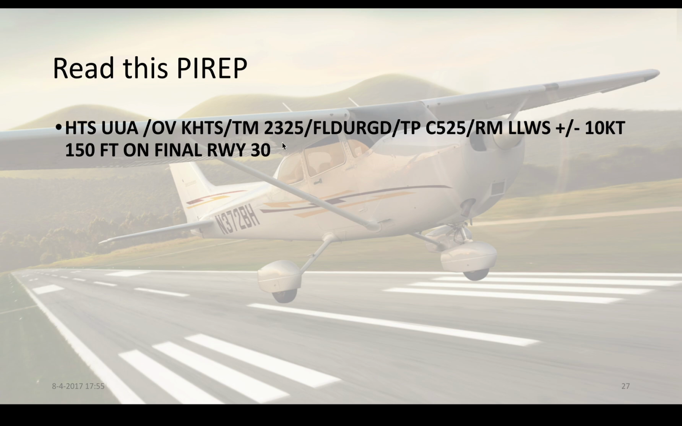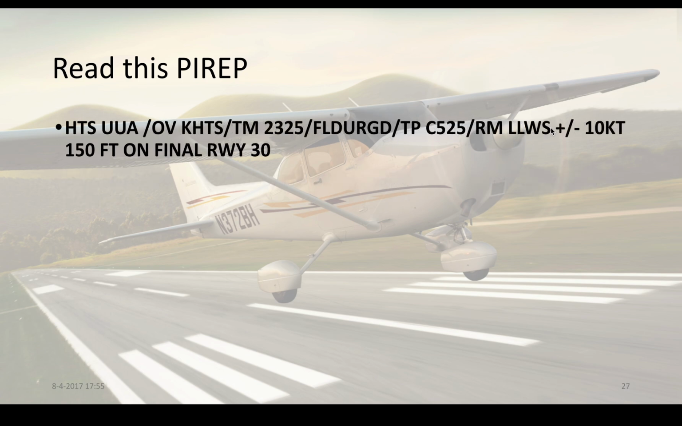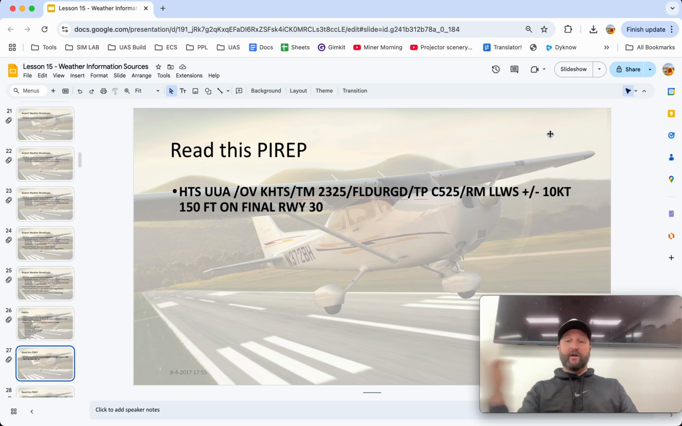The time was 23:25, and that could be local or Zulu. It just depends. And this is flight level, and it says DURD, so that means during descent, I believe. And the type of airplane was a Cessna 525. And the remarks: low-level wind shear there. And they got low-level wind shear, and if you don't remember what wind shear is, it's when the wind just shifts suddenly, so you lose airspeed. And they gained and lost 10 knots, so that's a noticeable amount of wind shear there.